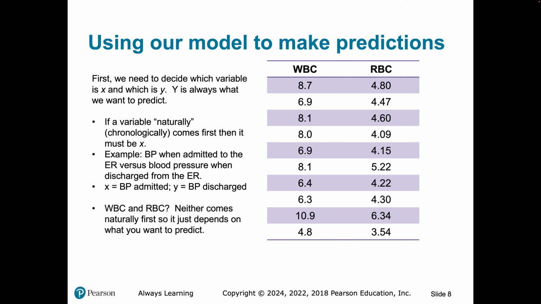So if I have an example of like a blood pressure when admitted to the ER, and I'm examining the relationship between that and a blood pressure when discharged from the ER, well, clearly the x has to be the admitted BP and the y has to be the discharged BP, because the admitted would naturally and chronologically come first. But for white blood count and red blood count, I don't think, maybe medically there is a reason, but neither one comes naturally first.